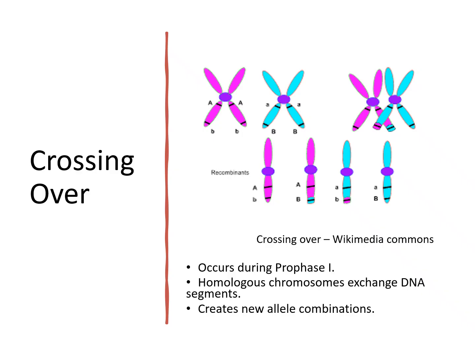During prophase I, homologous chromosomes exchange segments of DNA in a process called crossing over. This recombination creates new allele combinations.